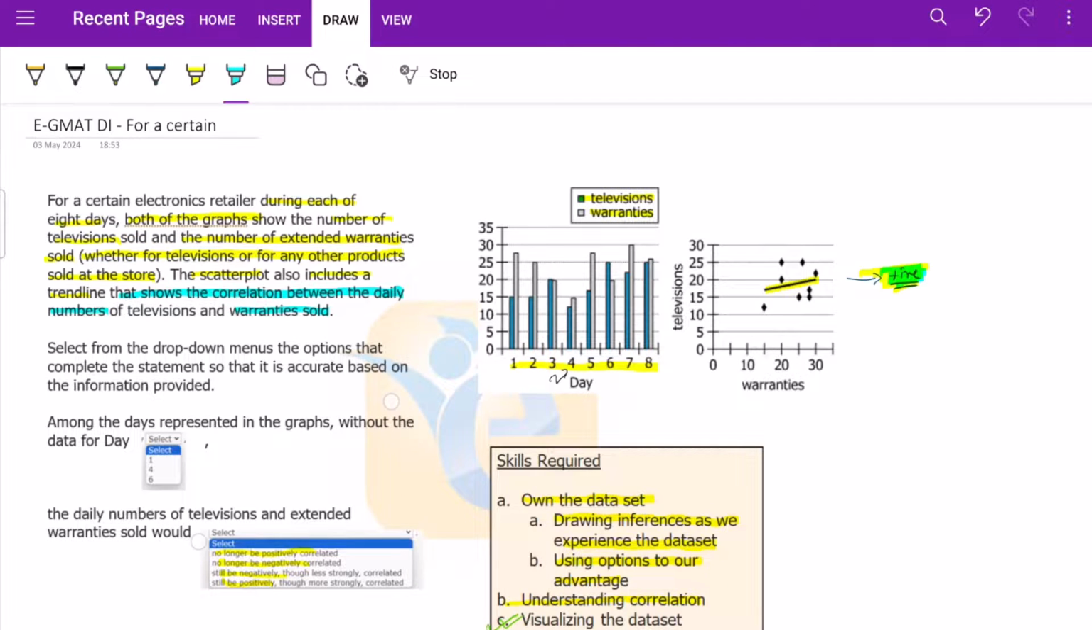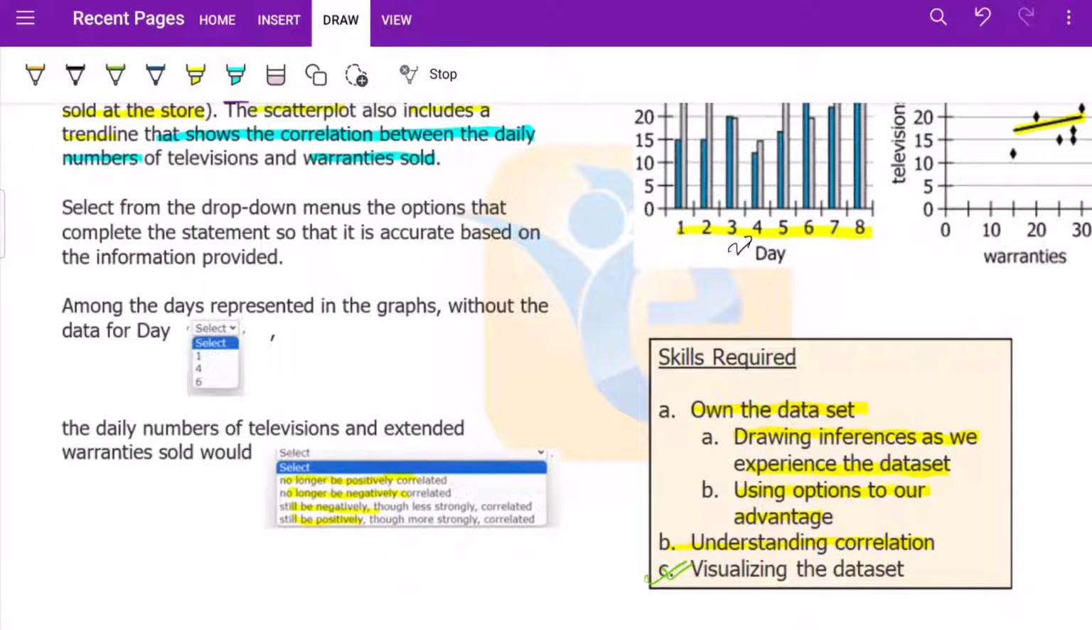What the question says now is select from the drop down menu the option that complete the statement so that it is accurate based on the information provided. Okay, what is the question? What is the statement that we need to complete? Among the days represented in the graphs without the data for day 1, 4 and 6, the number of daily television and extended warranties sold would no longer be positively correlated, negatively correlated.